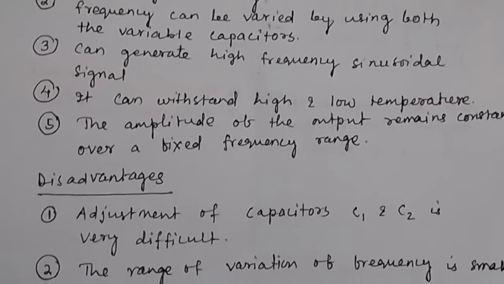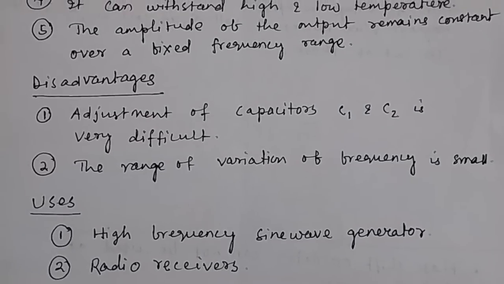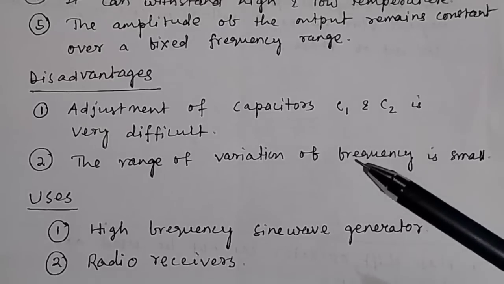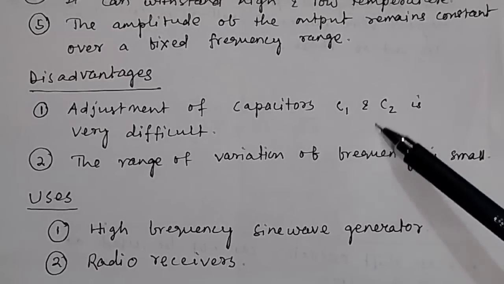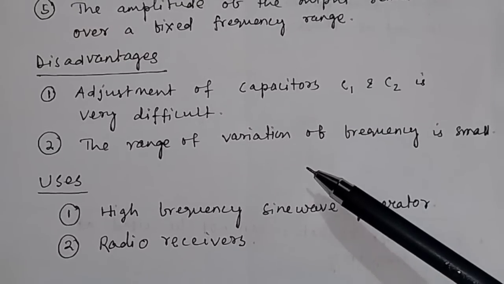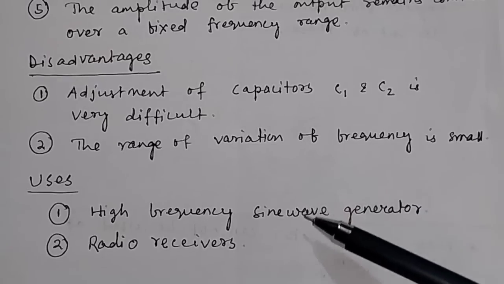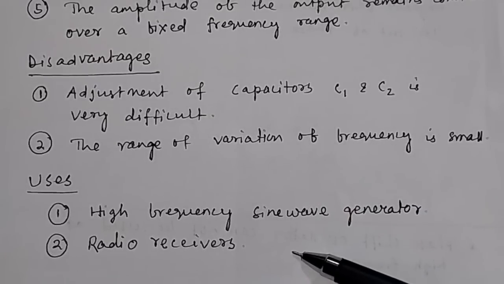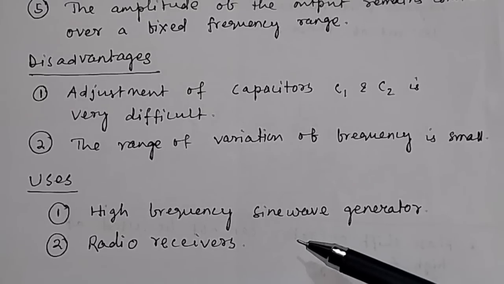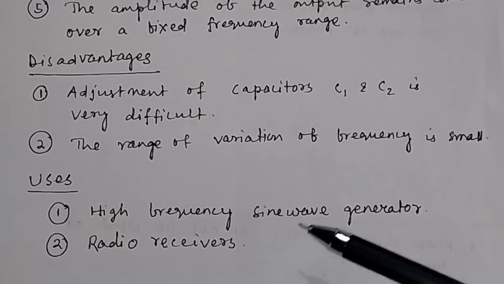Then what are the disadvantages of the Colpitts oscillator? The disadvantage is the adjustment of the capacitors C1 and C2. It is very difficult in practice. It is difficult to adjust the capacitances C1 and C2, and the range of variation of frequency is small. So these are the disadvantages. What are the uses of the Colpitts oscillator? Colpitts oscillators are generally used in high frequency sine wave generators, and they are also used in radio receivers.